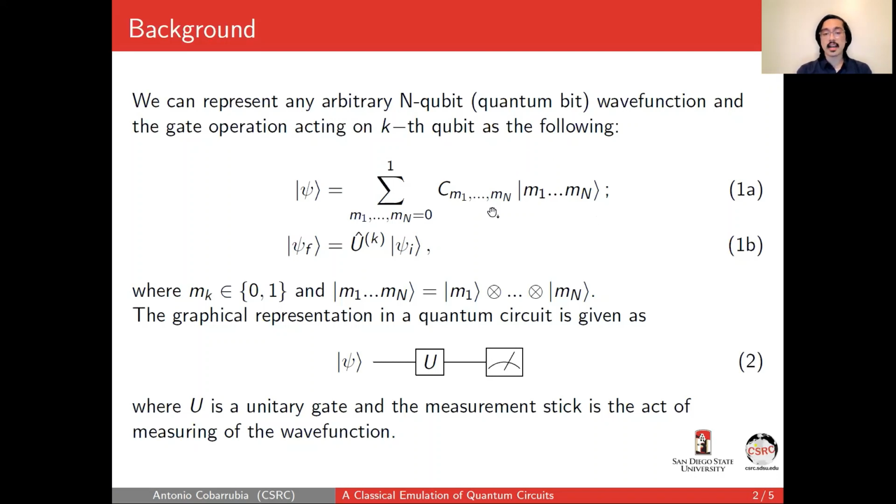We can also define a gate operation acting on a particular qubit on the wave function itself, as shown in equation 1b. The combination of these two can be represented as a graphical representation known as a quantum circuit, as shown in equation 2. Here, at the end, we measure the circuit to attain a measurement of the system.